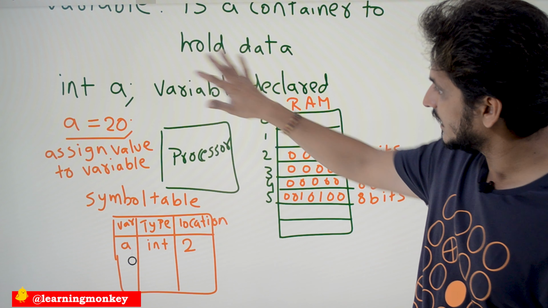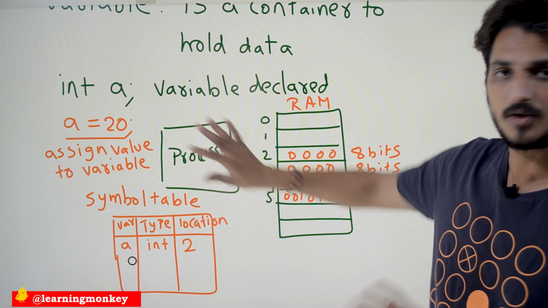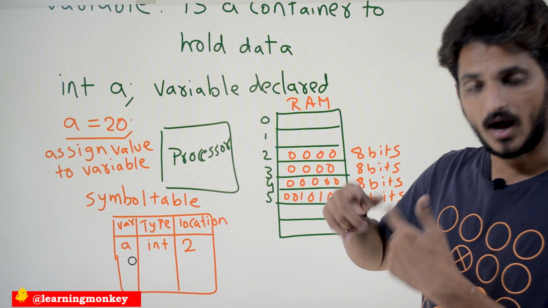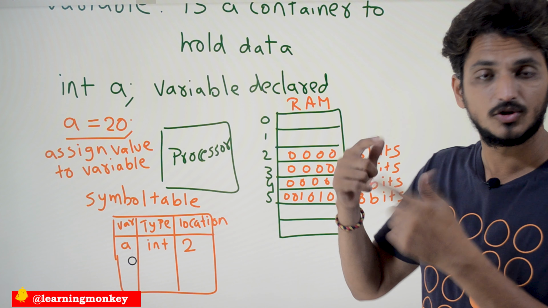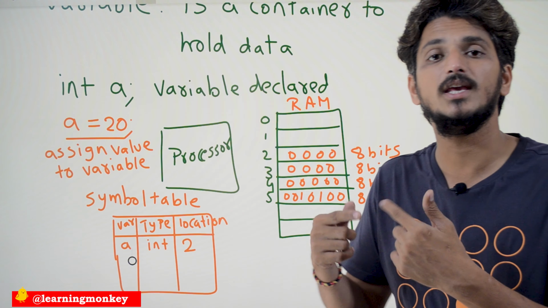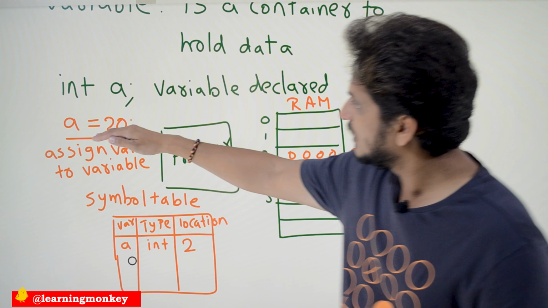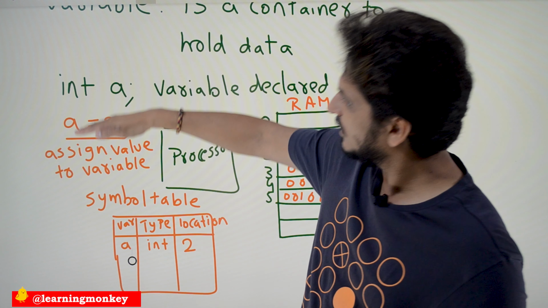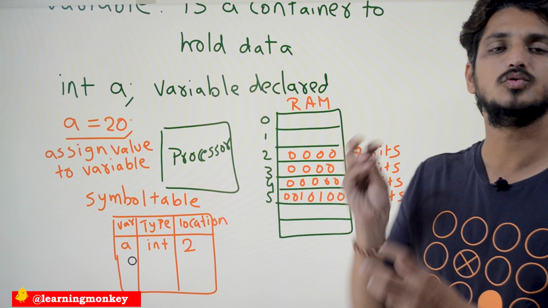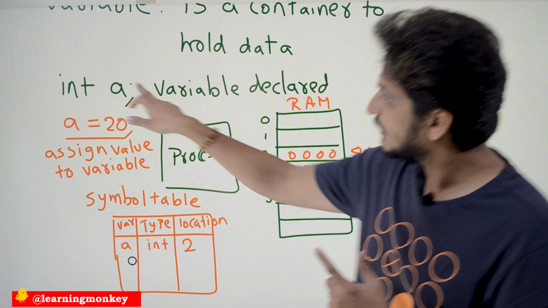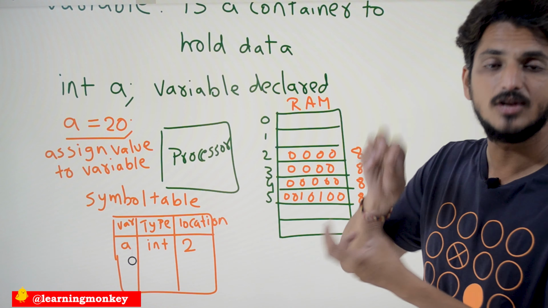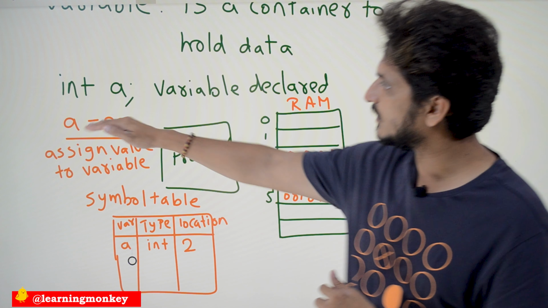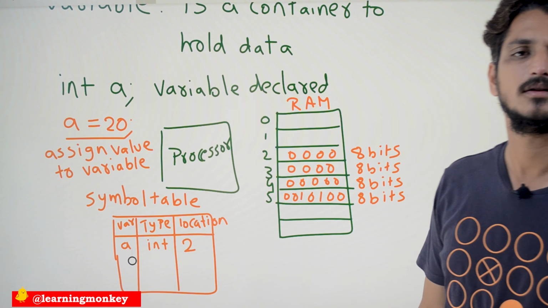If you have this understanding of memory, symbol table and processor, then writing code and solving the mistakes that come up during coding will be very easy. First we need to declare a variable, then we can assign a value to that variable, because whenever you declare a variable, it is going to assign some space. Without assigning a space, you cannot assign a value to that variable. That's why first declare, then assign.